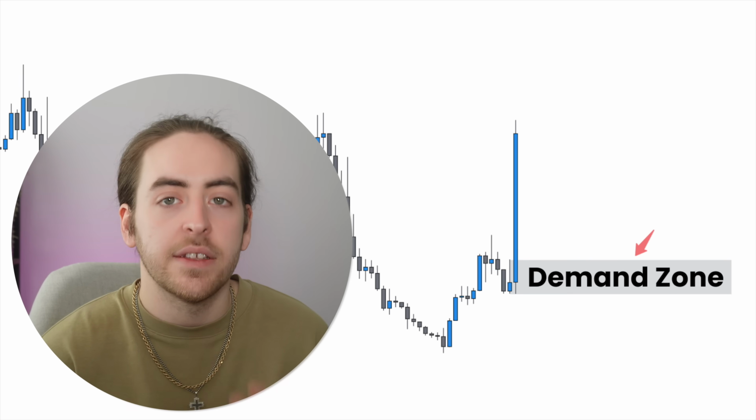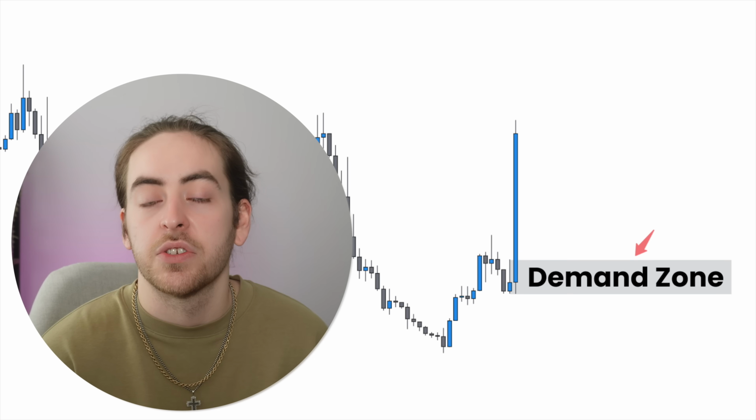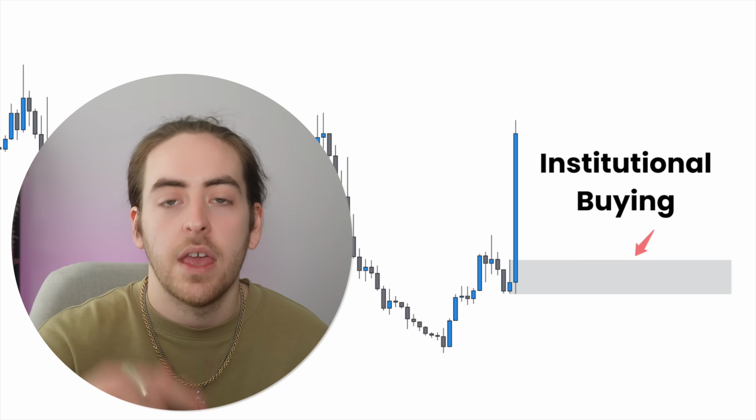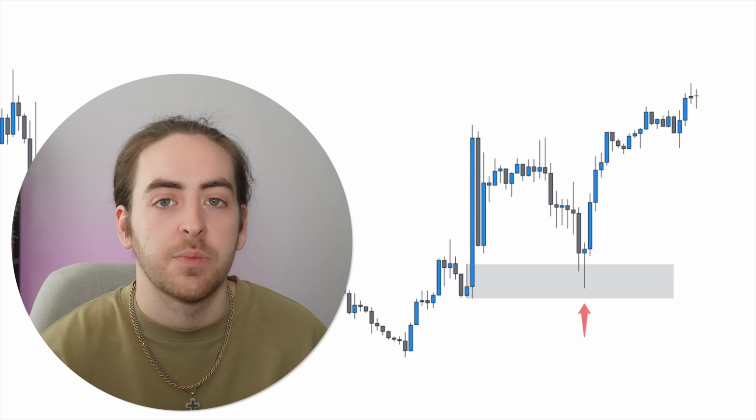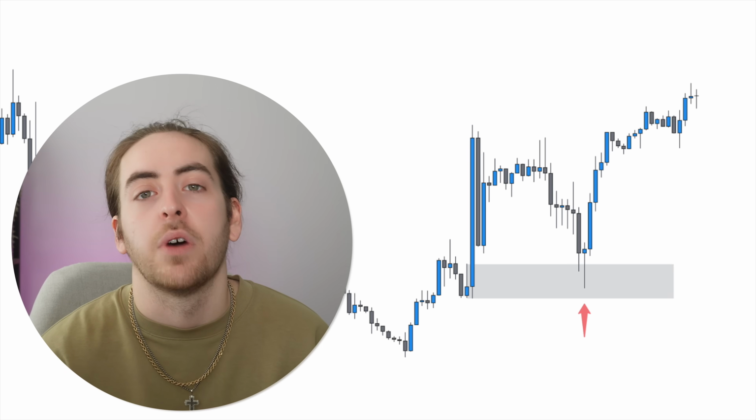A demand zone is totally the same, but just flipped on its head. So it's a consolidation area before a large up move. And the concept is when the market comes back down to that level, we will be looking to buy because we expect that this is a discount price that people will buy from once again.